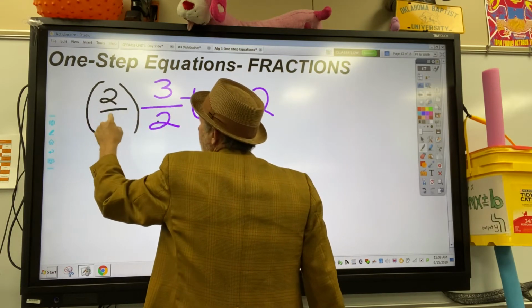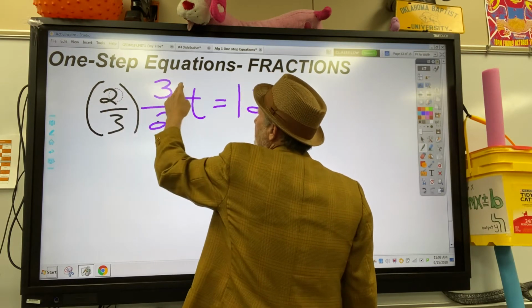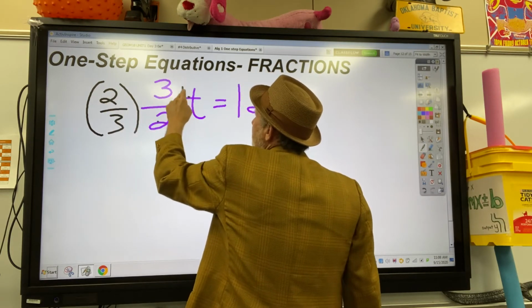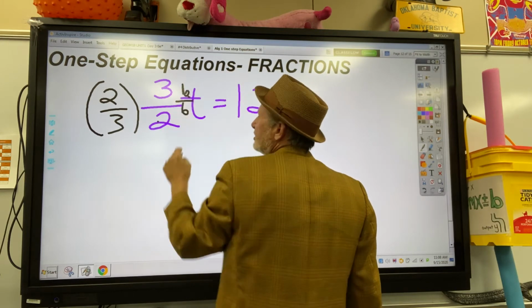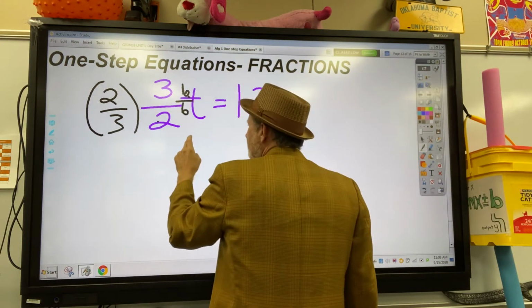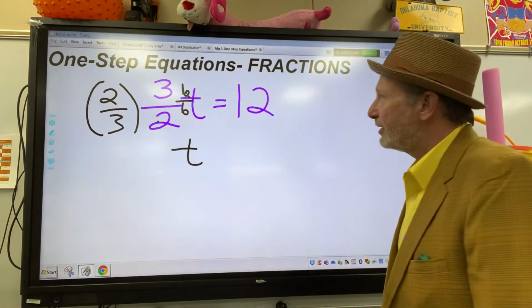Well, it's 2 over 3. And what does that give me? Well, 2 times 3, excuse me, 2 times 3 is 6. 3 times 2 is 6. And 6 goes into 6 one time. So that ends up being 1t. That's why I multiplied by the reciprocal.